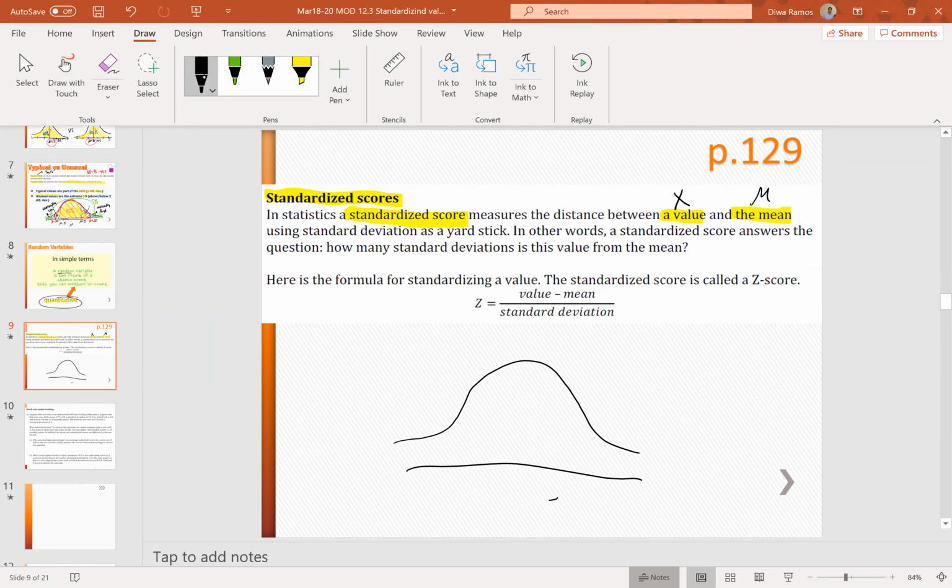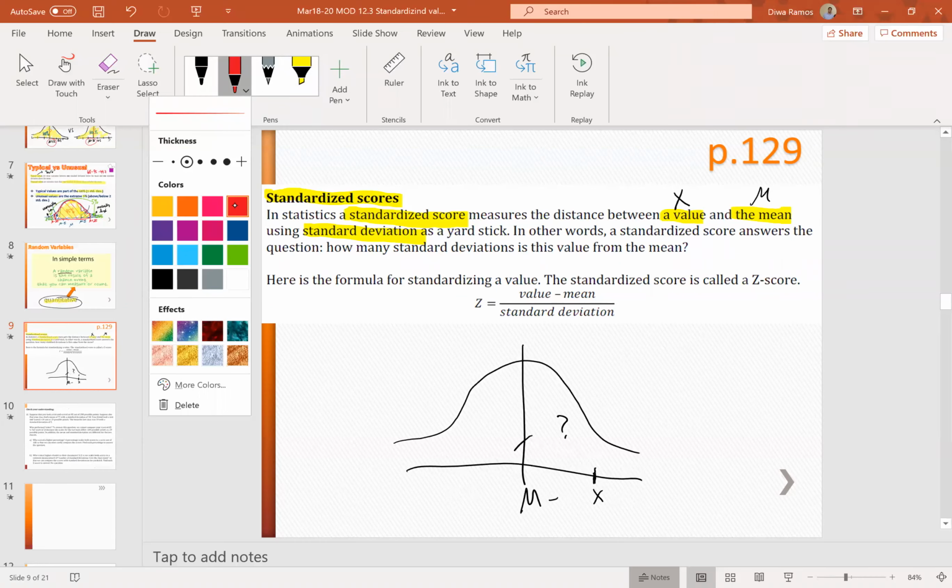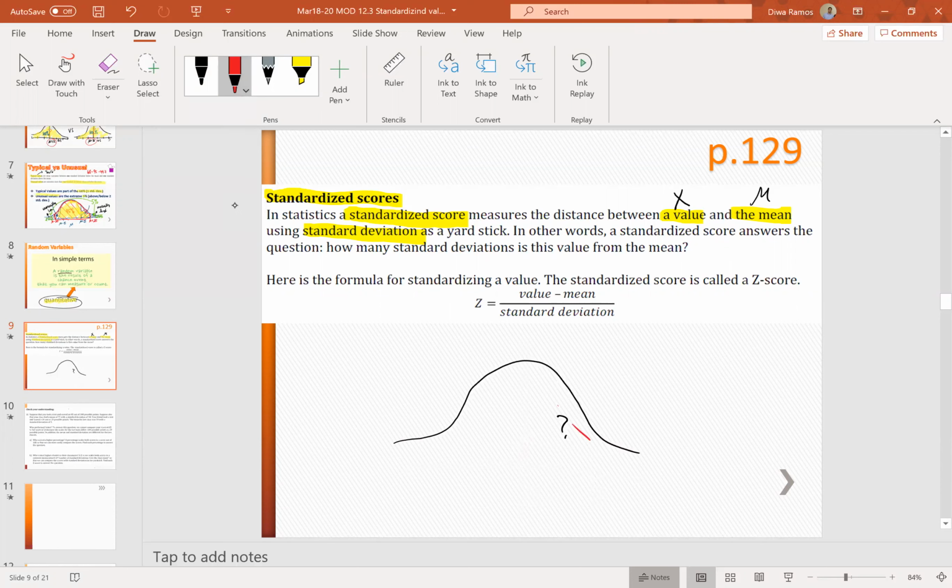It can be found anywhere. But to standardize the score, it means we find the distance of your x from the mean. So how far is this distance? And that is measured in terms of standard deviation. So for example, to make this clearer, suppose that the mean is 10 and the standard deviation, or sigma, is 3.